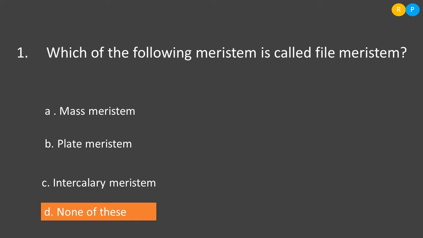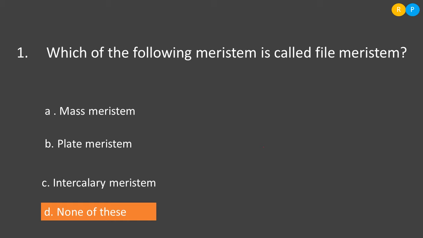Option A, mass meristem. Mass meristem is one type of meristem based on the plane, so file meristems are not called mass meristem. Clear? Option B, plate meristem. Plate meristem is another type of meristem based on the plane. Here the meristems are arranged in the form of a plate.